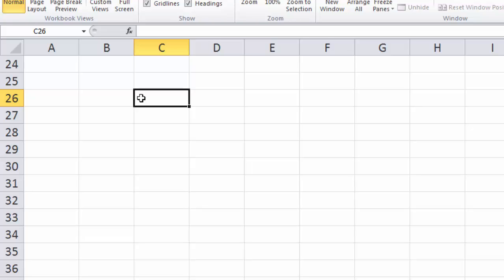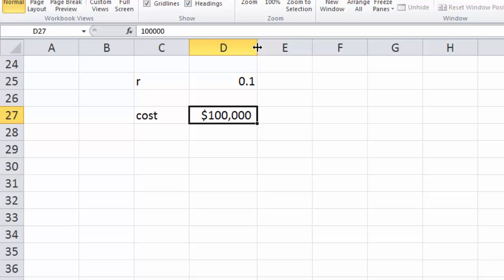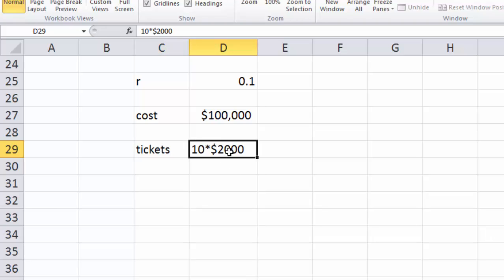Okay, so how much do they have to sell these skyboxes for to break even? The required rate of return, let's go ahead and put that in first. R, 0.10, or 10%. The raw cost is 100,000. You might think, well, that's the present cost, so as long as they sell it for 100,000, they're breaking even. But it says that each skybox comes with a guarantee for 10 season tickets costing $200 each. The tickets equal 10 times $200 each, so $2,000.